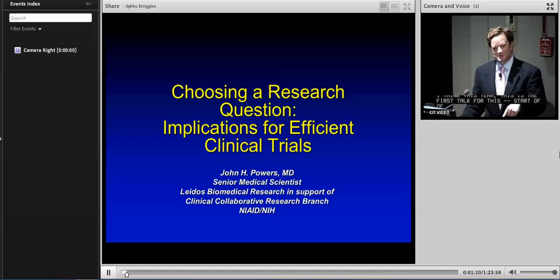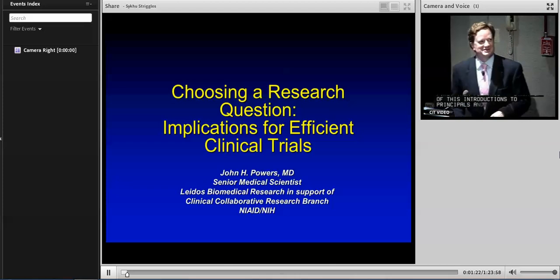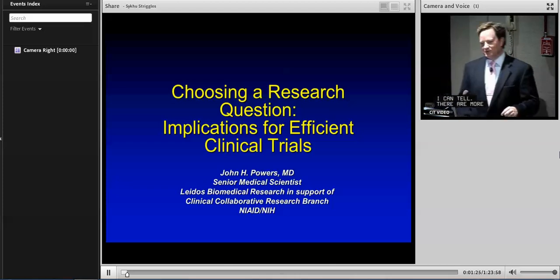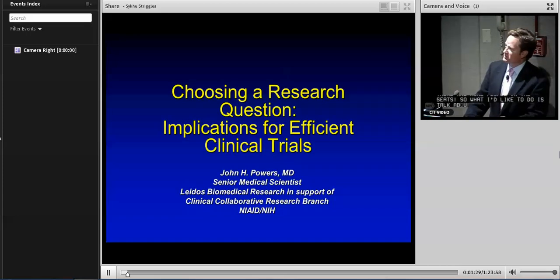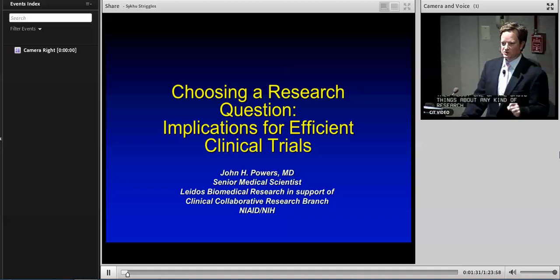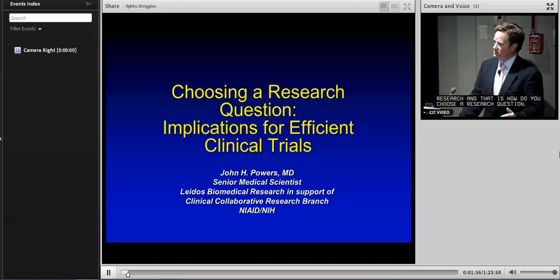I can tell because there's more people in the seats than there usually are by the time I come around to give this talk. So what I'd like to do today is talk to you about one of the basic things about any kind of research, and that is how do you choose a research question, and then how that has implications for doing efficient clinical trials.